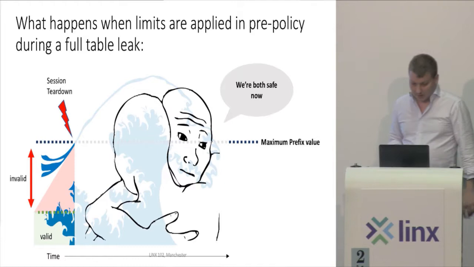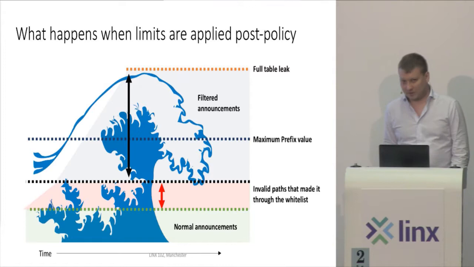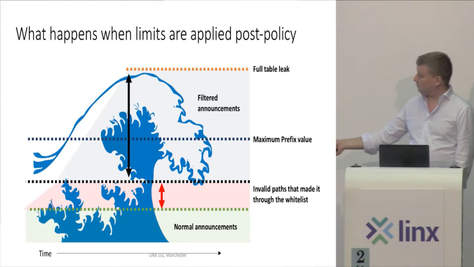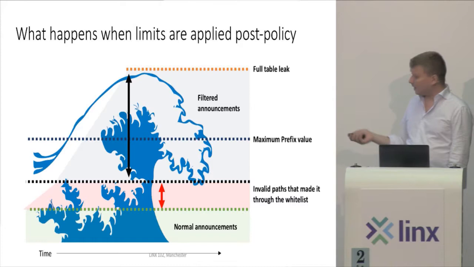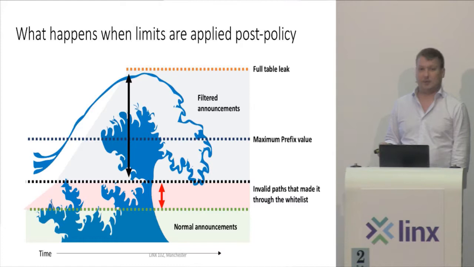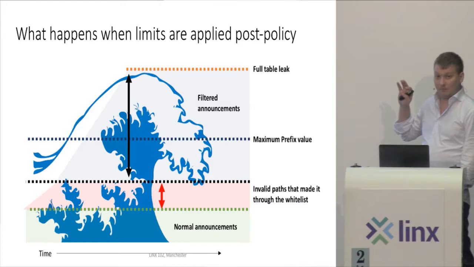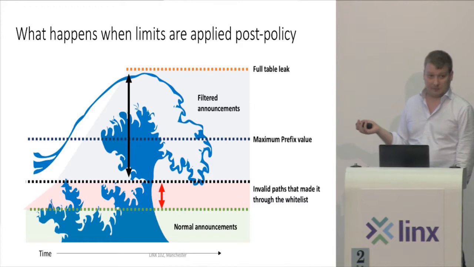Now, what happens when you apply limits post-policy is very different. Again, we have the same scenario. Over time, more and more routes are announced. There is a bunch of routes that will invariably make it through the whitelist because no whitelist is ever a perfect filter. And then perhaps the policy rejects sufficient routes so that the leak never hits the maximum prefix value.